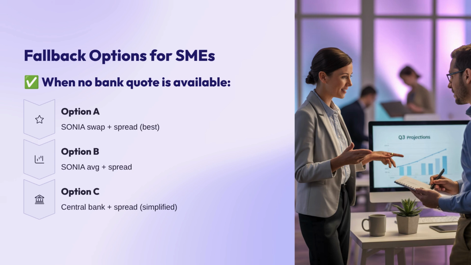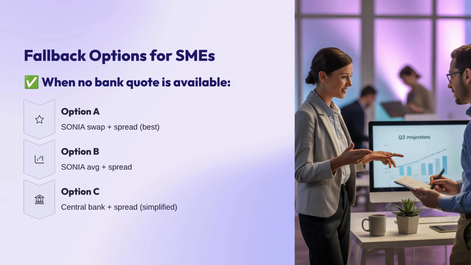Fallback options for SMEs. For smaller entities where a bank quote isn't available and access to SONIA swap rates may not be practical, a fallback approach is permitted. SMEs can use either a SONIA average or a central bank rate as the base rate, both of which are more accessible, provided the lease is short in term and low in risk.